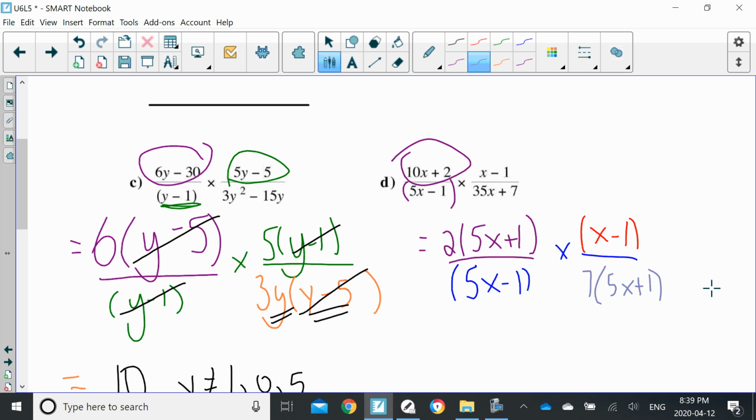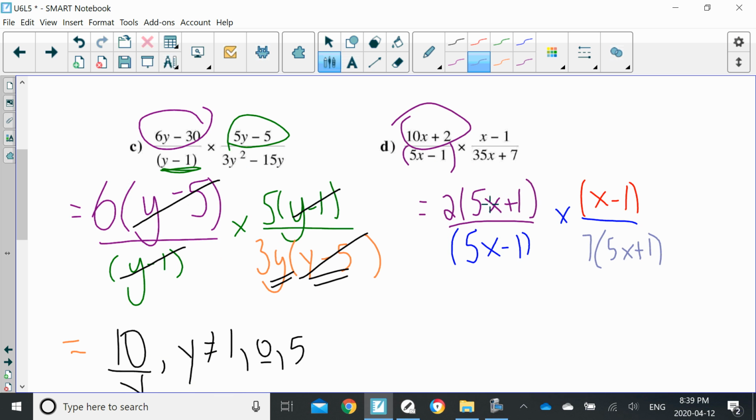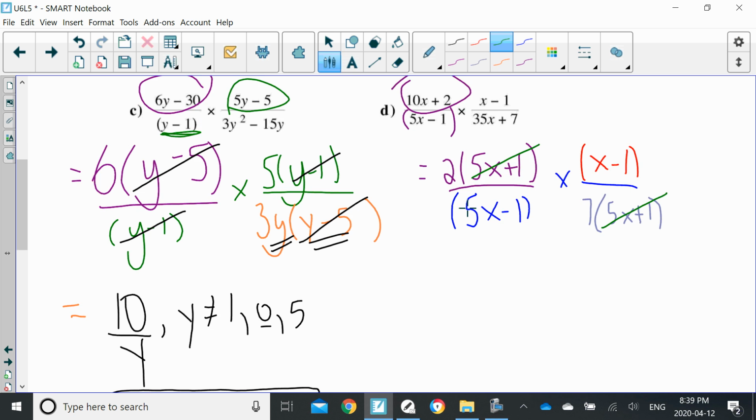Multiplication, we could just start canceling. So when I cancel, 5x plus 1, 5x plus 1, that would cancel. And what I am left with, I'm left with in my numerator a 2 and an x minus 1. And in my denominator, I'm going to write the 7 first, and then 5x minus 1.